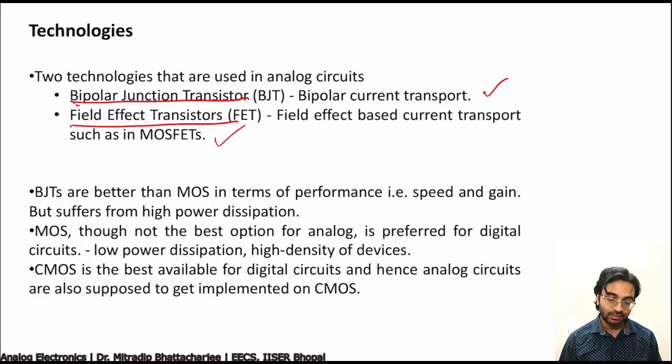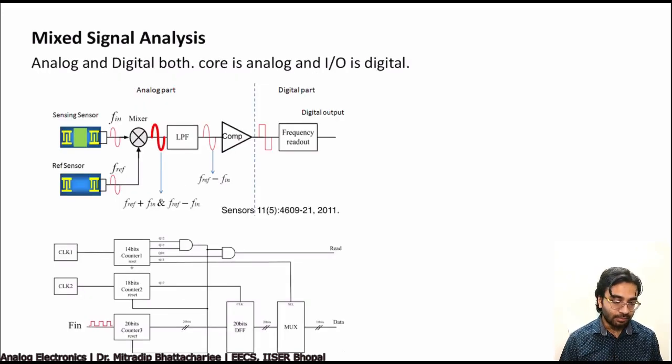So CMOS is the best available technology for digital circuits, and hence analog circuits are also supposed to get implemented in the CMOS that I already have mentioned. Now that is why the mixed signal analysis concept came. You need analog and digital both together. This is called mixed signal analysis, and that's why I've shown you a simple example that you have sensors, there is some analog part, there is some digital part, but both have to be on the same substrate, in the same place.